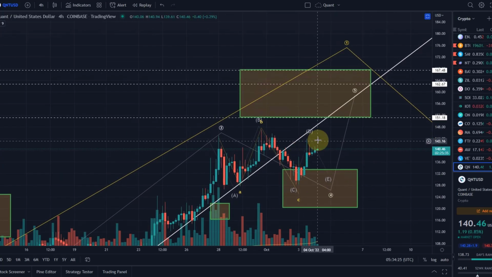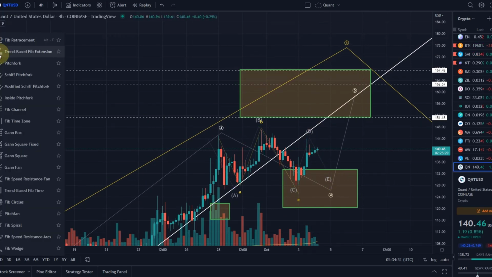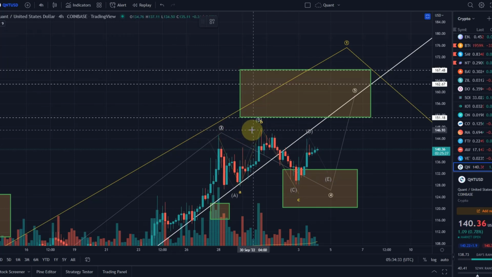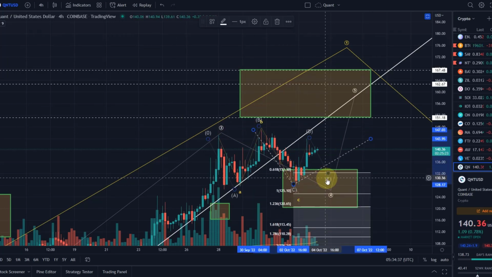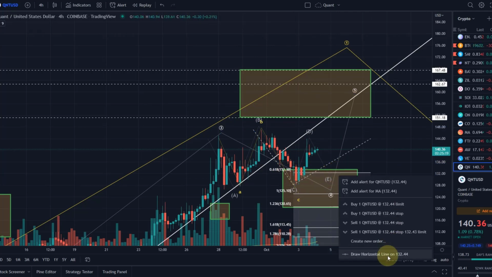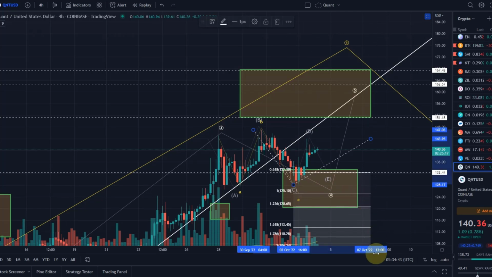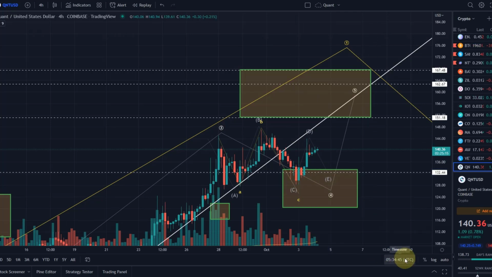The triangle will get invalidated if we push above $147. If we want to measure now an ideal target for that wave E, again, that's a bit uncertain because we don't know if it's a triangle, but it would be $132, the 61.8 fib extension. So I keep that on the chart. Let's see if we come down once more, that will be probably the first major support level.